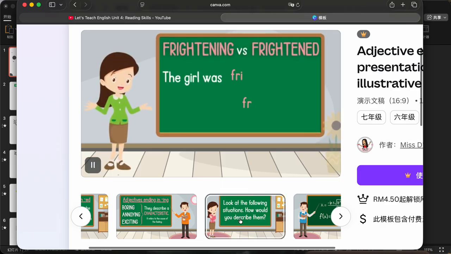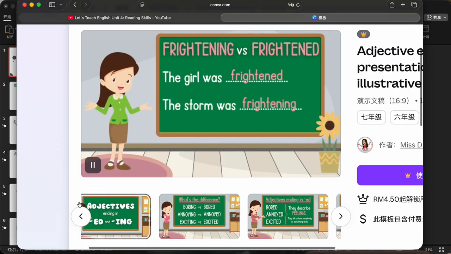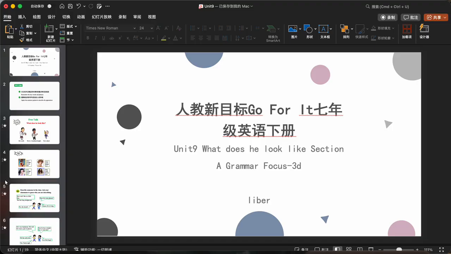And at last, I can illustrate my own teaching slide. Okay, you can see here is my own teaching slide for my unit 9. What does he look like? The topic is mainly about people's appearance, how to describe people, how to describe what she looks like.